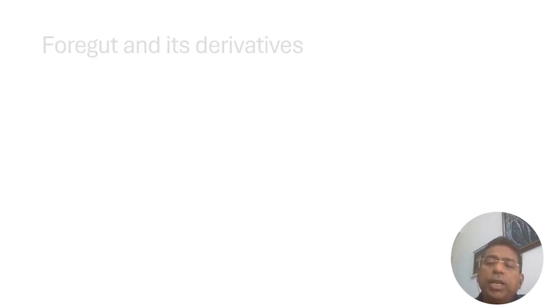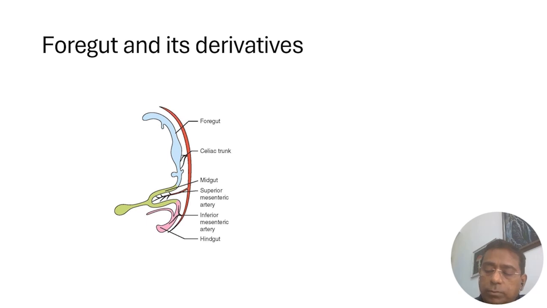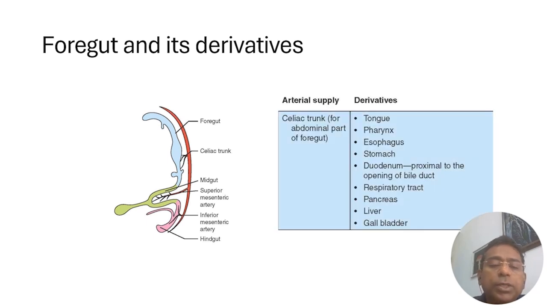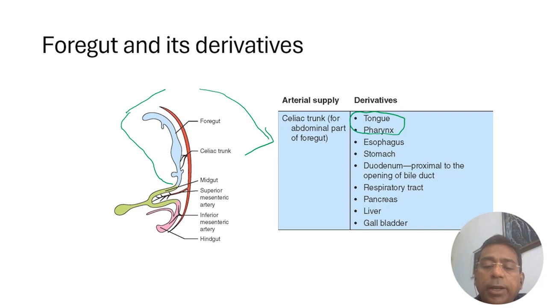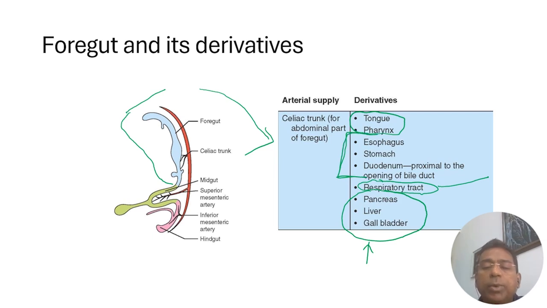So what are the derivatives of the foregut? That's the list. You can see that this blue colored part of the gut is the foregut, and these are the derivatives of the foregut. We are not going to discuss all the derivatives in this presentation. This will be done with head and neck. This will be done with the respiratory system. These are part of the digestive system, but we are not discussing these in the current presentation. So we will focus on these three: the esophagus, stomach, and duodenum.